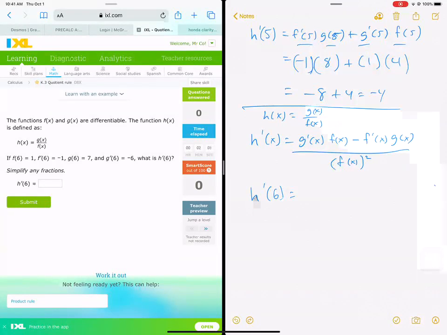G prime at 6, looking at my left, is going to be -6. F of 6 is going to be 1, minus f prime of 6 is going to be -1. G of 6 is going to be 7 over f of 6 squared. F of 6 is 1. -6 plus 7 over 1 is going to be 1.